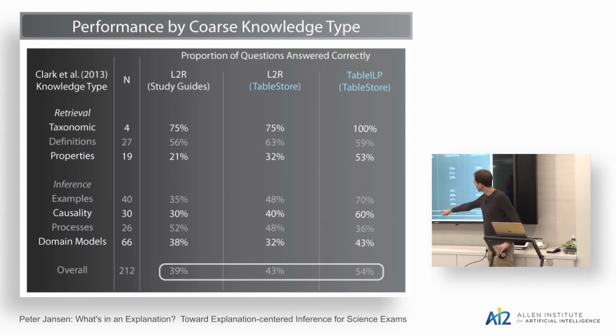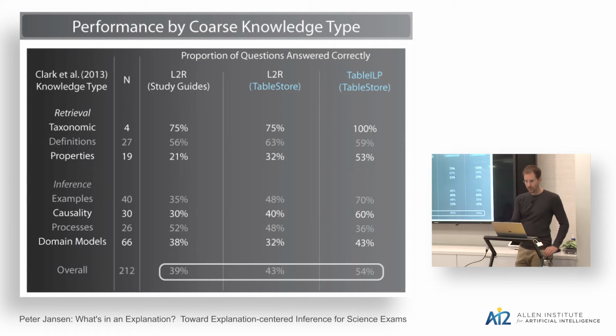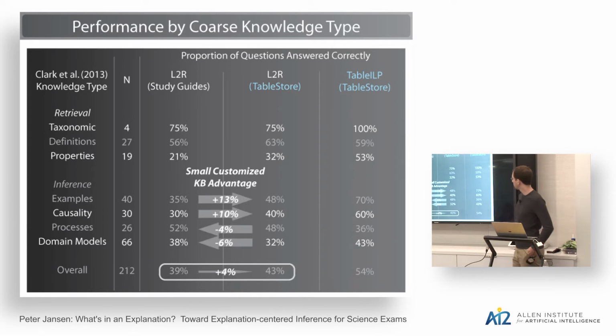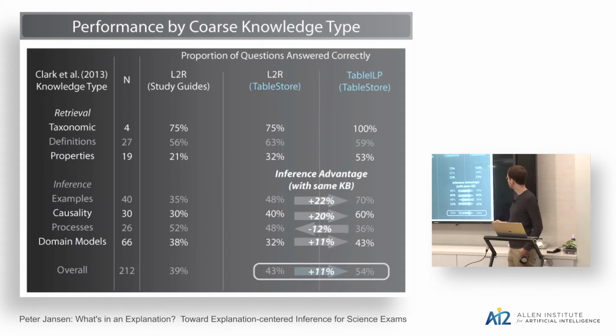And what we see is that the IR model really doesn't differ substantially when it's using the study guides versus when it's using the table store, whereas the table ILP system, which is able to combine knowledge, bumps up performance wildly. More than that, a lot of the performance gains, I'm just going to highlight the ones for the inference here, are specifically in questions that we've labeled as requiring complex inference. They can be up to 20% over average performance.